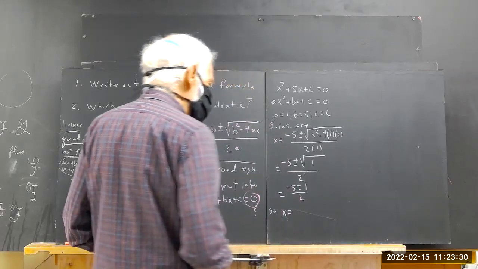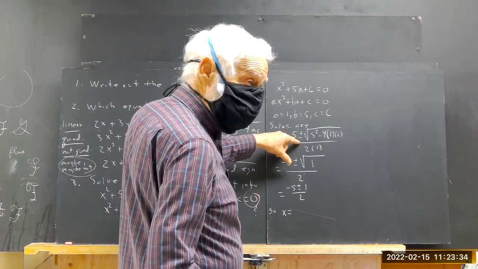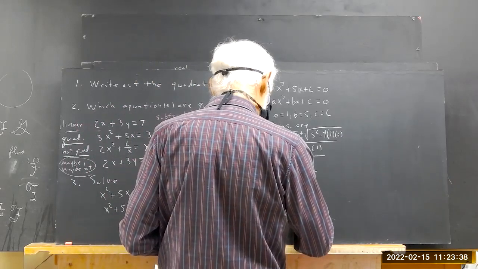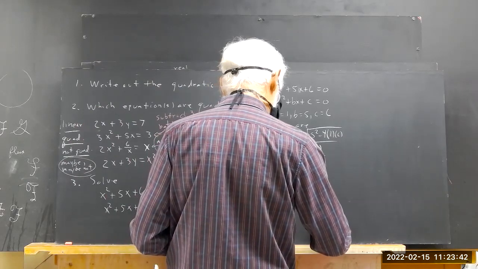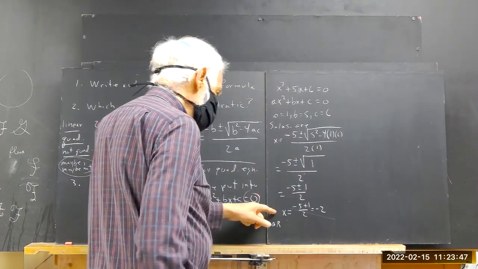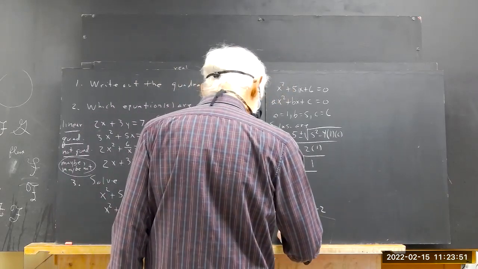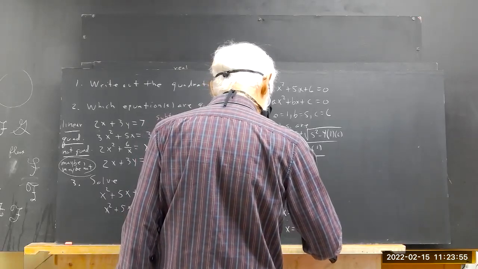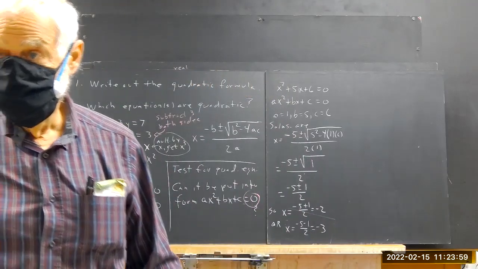Okay, so x equals, this is plus or minus. Okay. So you have an or here. So x equals negative 5 plus 1 over 2, which comes out to negative 2, or x equals negative 5 minus 1 over 2 equals negative 3. Those are your solutions.